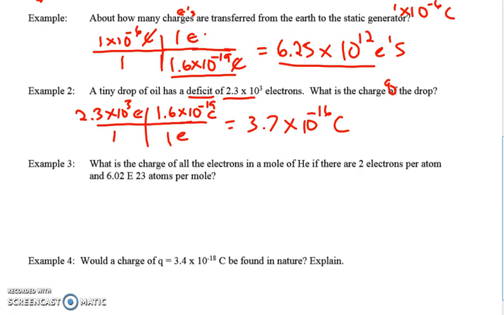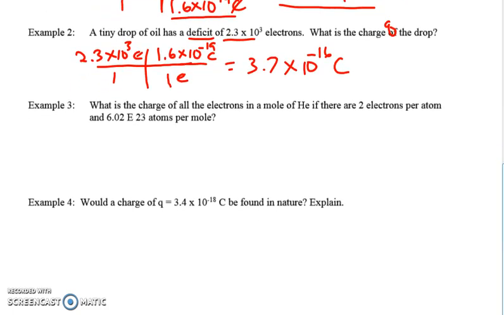All right, I consider this next one a pretty interesting problem, but it's very similar to what we're doing. What is the charge of all the electrons in 1 mole of helium if we know that there are 2 electrons per atom and that there are Avogadro's number of atoms in a mole? So this is very similar to a problem you did last year. I'm just going to walk you through it in terms of lining up all the units.